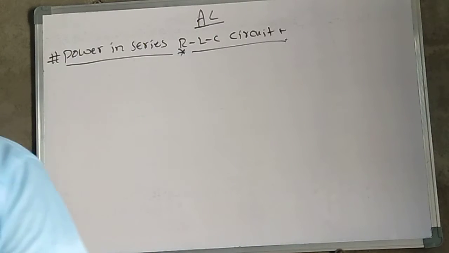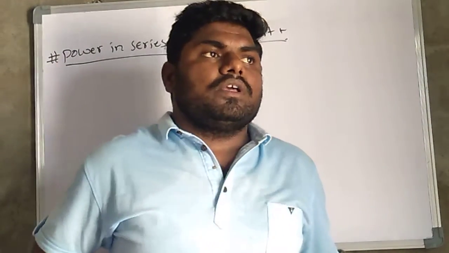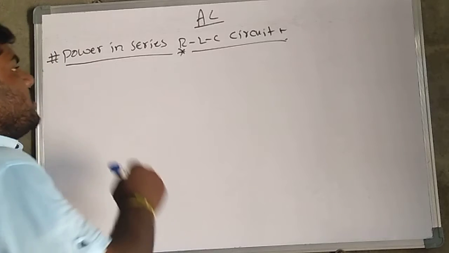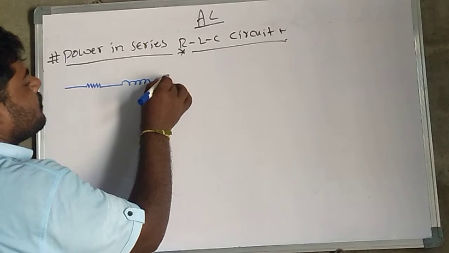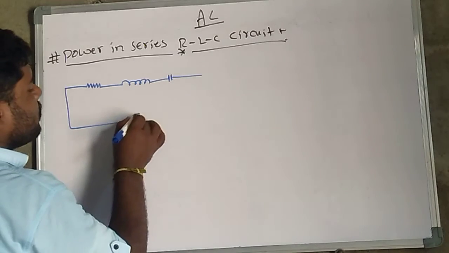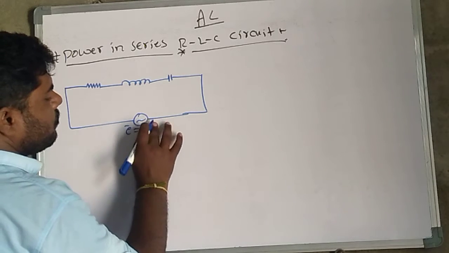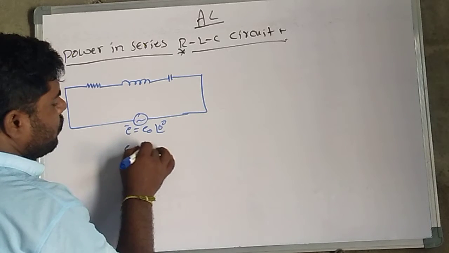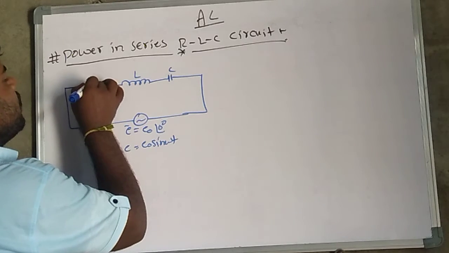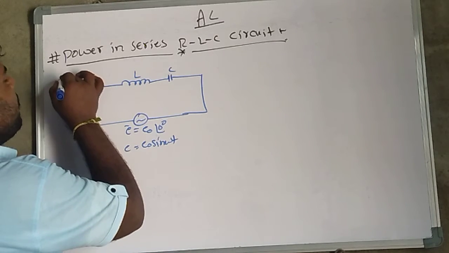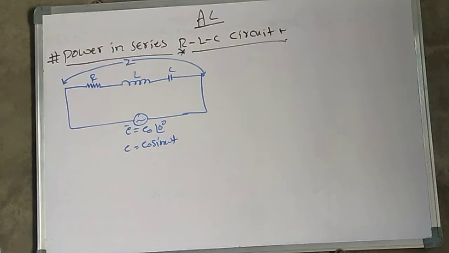Another important topic is power in a series RLC circuit. Here I would like to take an RLC circuit. This is the resistance, this is the inductor, this is the capacitor, and here an AC source is connected. So E is equal to E naught sin omega t. This combination of resistor, inductor and capacitor is nothing but the impedance.